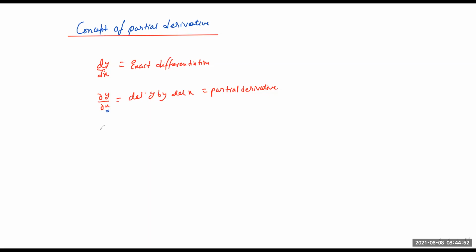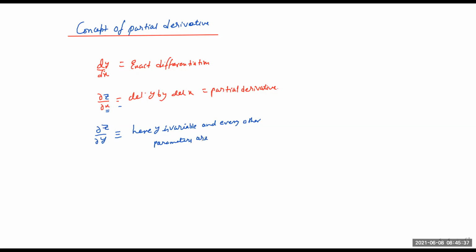Similarly, if you differentiate with respect to y, let's say some function z with y, then it will take only y as variable and x will be taken as constant. So here y is variable and every other parameter is constant.